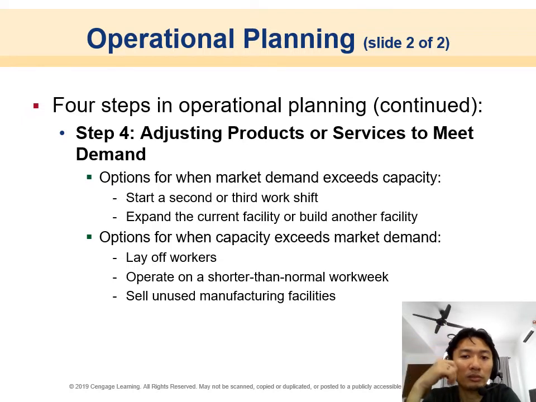Number 2, maybe we can also operate the facility at a shorter than normal work week, to ensure that we can reduce the capacity. Number 3, let's say we have a permanently decreased demand. Management may shift the excess capacity to the production of other goods and services. Number 4, we can also eliminate it by selling unused facilities. If the market demand is still lower than capacity, you can just sell off some of these unused facilities.